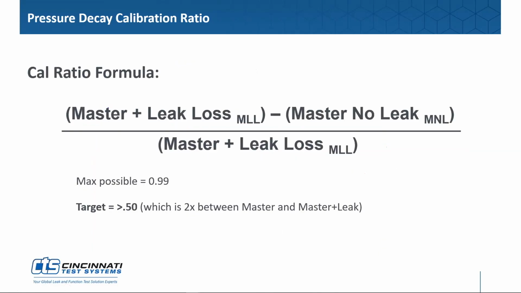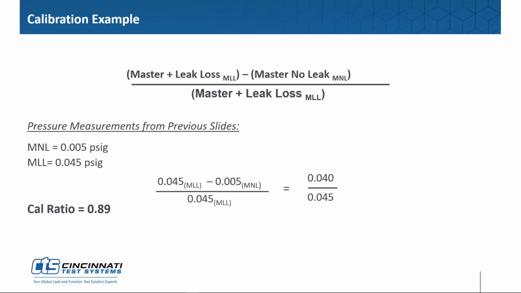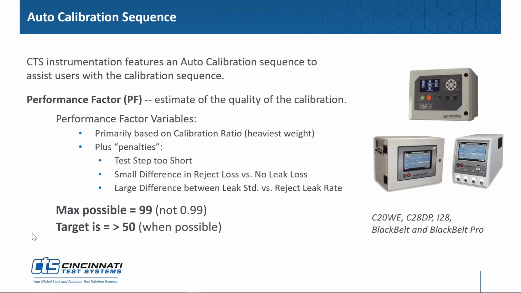What the instrument will do is actually conduct a performance factor for you, taking into account what we call a cal ratio formula. That's this formula: master leak loss minus your master no leak loss, divided by master leak. What that does is give you a ratio of your flow rate associated with a non-flow rate in your part. In this case, that ratio is 0.89. You try to at least be better than a 50% cal ratio for testing, and the best it can ever be is 0.99. Yes, exactly. The max possible performance factor is going to be 0.99, and you want to have at least better than 50% performance factor.